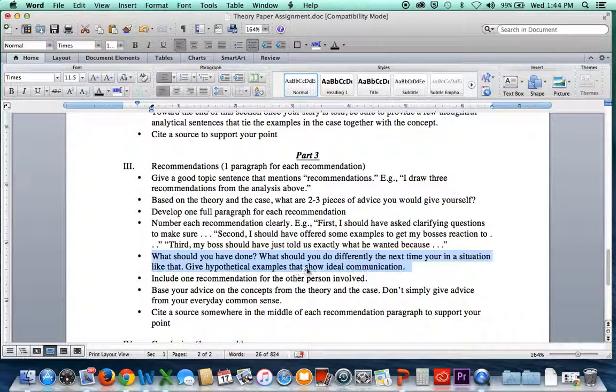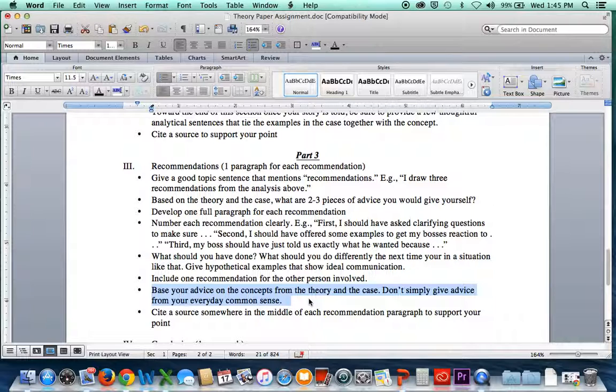You can give some hypothetical examples that show ideal communication. Be sure to include at least 1 recommendation for the other person, maybe 2 if you have a lot of recommendations, but you want to give yourself some good recommendations. Base your advice on the concepts and from the theory and the case. Don't just give advice from your common sense.